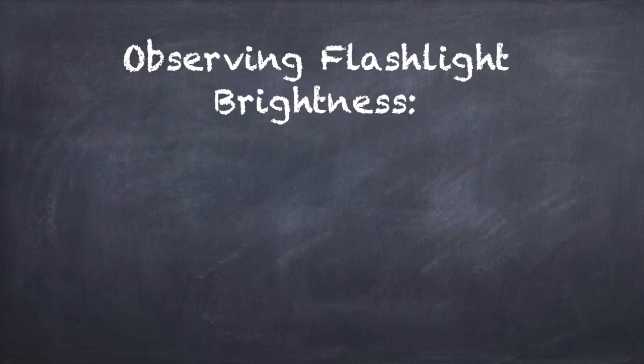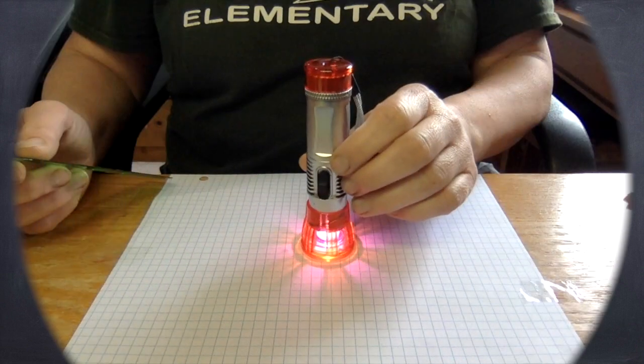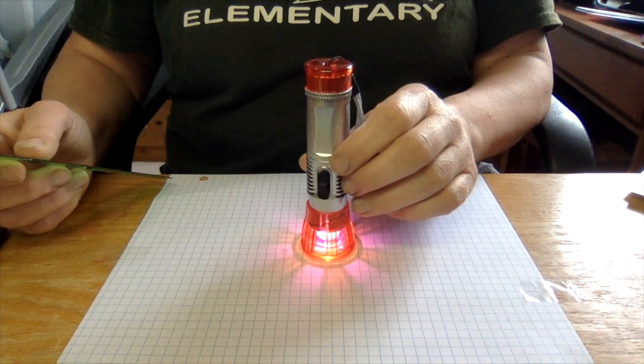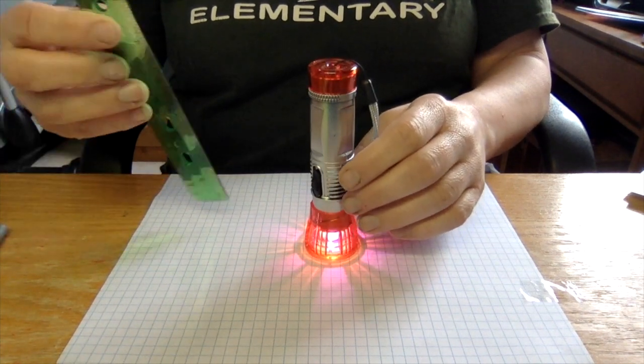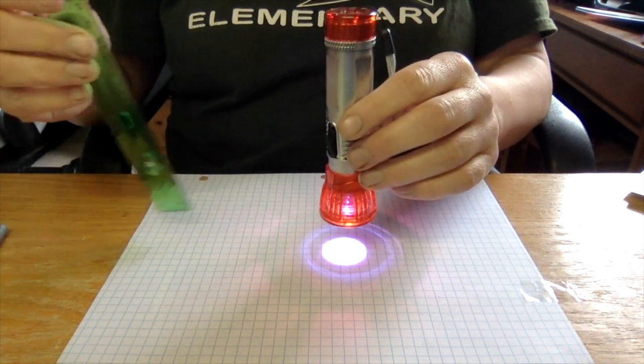The first investigation that we are going to do to help us understand the phenomenon is to look at and observe flashlight brightness. If you would like to do this investigation along with me, get your paper, a marker, and your flashlight. I'm going to use a ruler. You do not need to use a ruler.